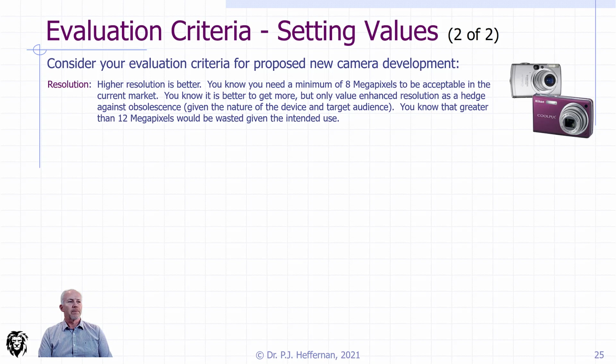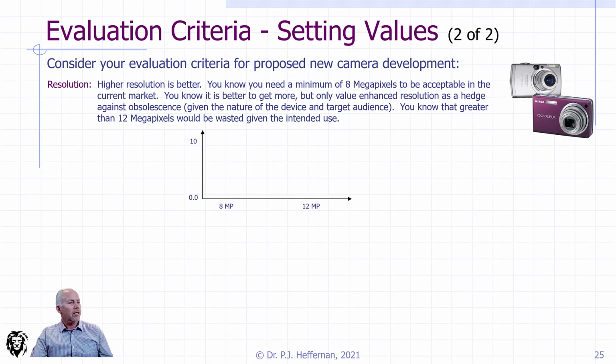And so we know we need to hit a minimum of 8 megapixels. We also know it is better to get more. But the audience only values enhanced resolution as a hedge against obsolescence, right? Once they get to a certain degree, they don't care anymore. They know they're going to get bigger and bigger in the future. So you don't want it to become obsolete too quickly, but it's a falling-off scale as far as how it will be valued by the people you're trying to sell this new camera to. So greater than 12 megapixels, in this circumstance, would be wasted given its intended use.